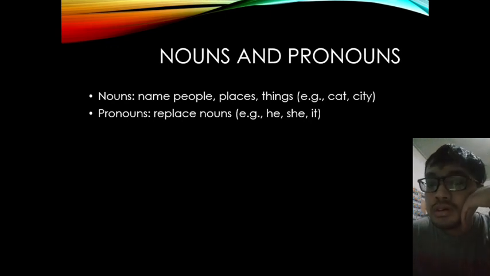So here are nouns and pronouns. Nouns are the names of people, places, and things, like cat, city, or Jonathan. And pronouns replace nouns, like he, she, it.